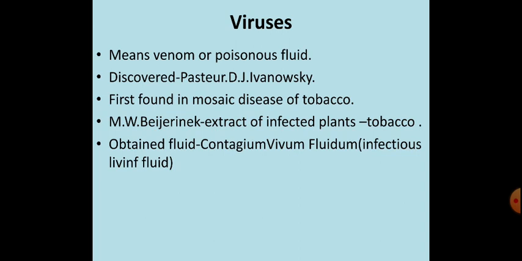One scientist called Beijerinck. What did he do? He took the extract of the infected plants. He saw a tobacco plant infected with mosaic disease. Mosaic means there will be some lesions in those particular leaves. He saw a tobacco plant suffering from mosaic disease.